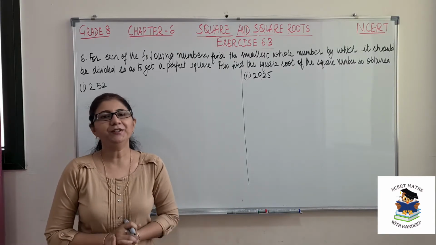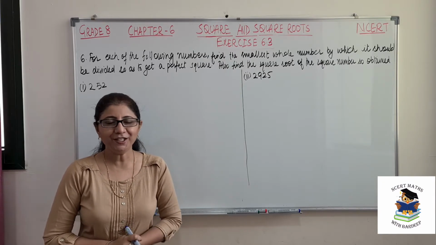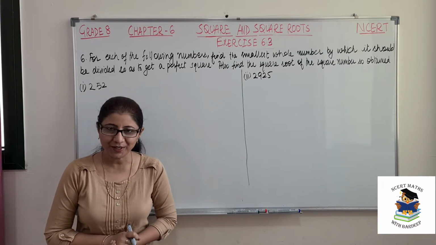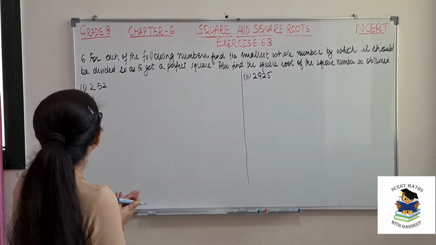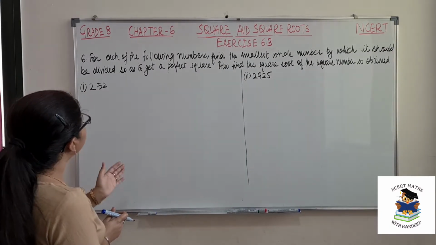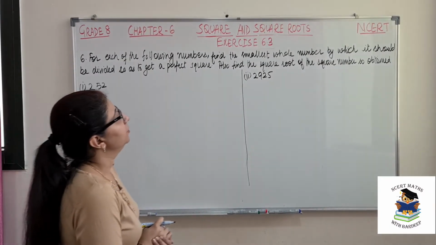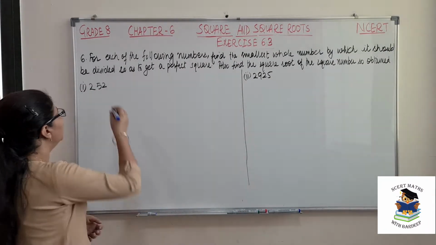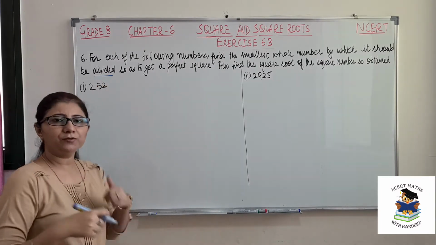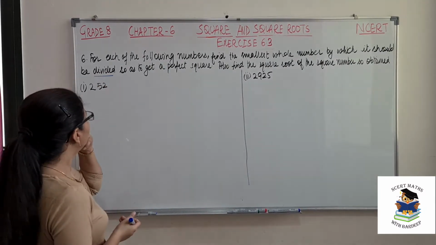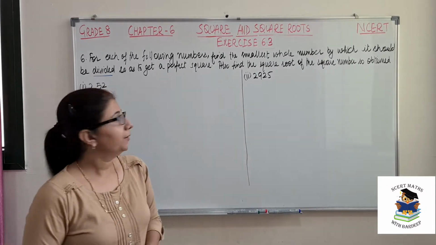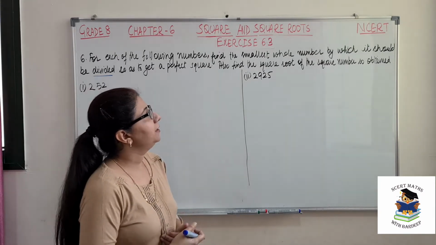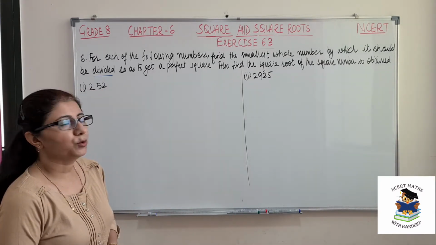Today we are continuing our exercise number 6.3 of chapter 6, that is squares and square roots. So let's see our sixth question today. For each of the following numbers, find the smallest whole number by which it should be divided. Now this is divided. The previous question was for multiplication. So as to get a perfect square. Also find the square root of the square number so obtained.